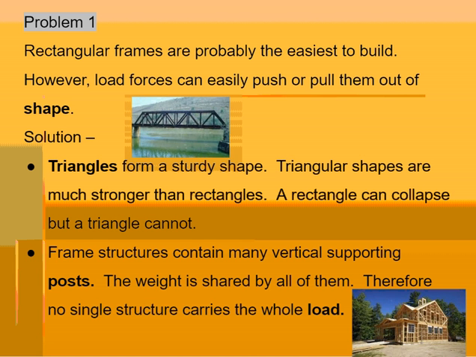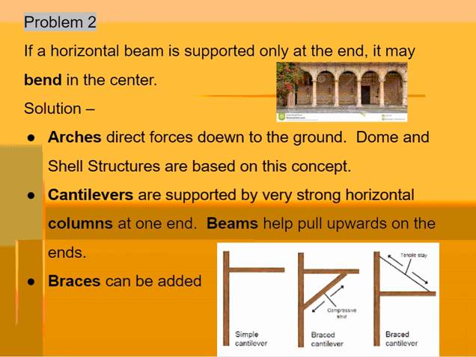Frame structures contain many vertical supporting posts, and the weight is shared. Again, that idea of no single support taking all of the weight. A horizontal beam supported at the ends may bend at the center, so the solution is arches. We saw an image of that. Cantilevers are supported by strong horizontal columns at one end, and beams help pull upwards. And then lastly, braces. So those three, be able to define what each of those are.